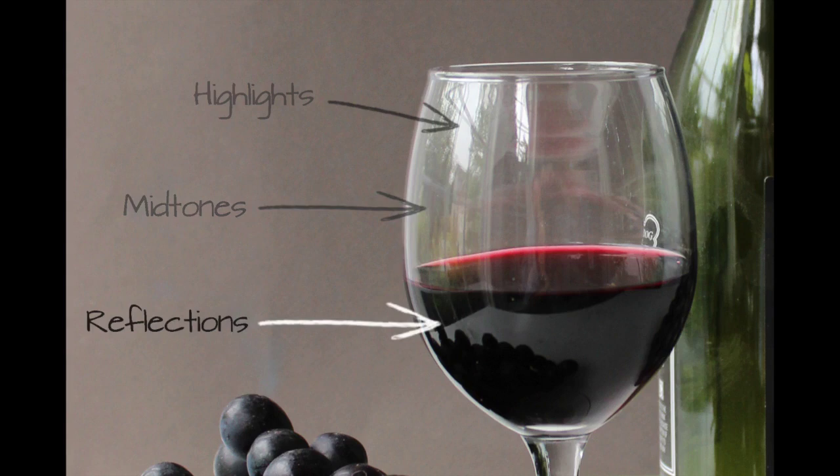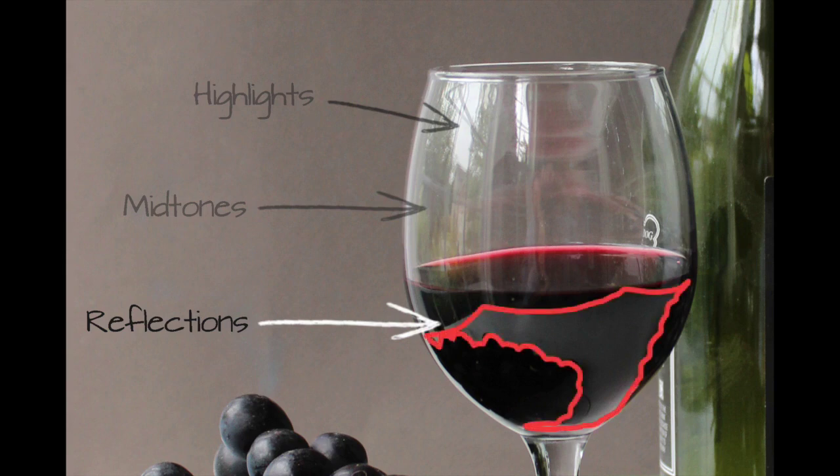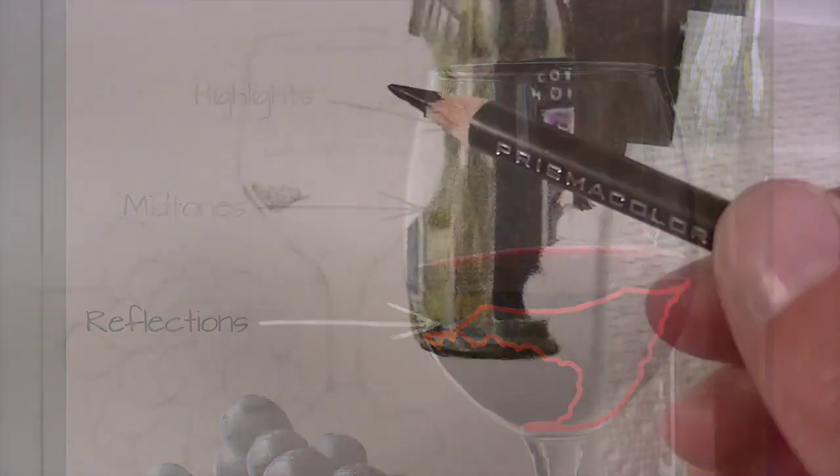Now, when we're looking at the wine glass and we see all the highlights, midtones, and reflections together, it can be a bit overwhelming. So we're going to look specifically for shapes that are made by these reflections, highlights, and midtones. And when we simplify what we're seeing down into basic shapes, it becomes a whole lot easier to digest all that information.